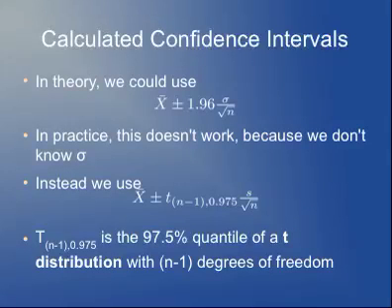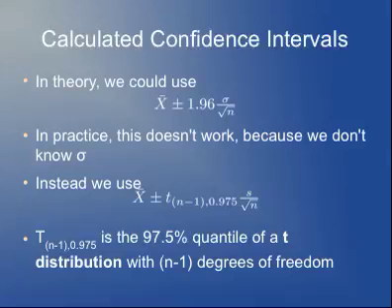And one note about the way these confidence intervals are calculated. In a perfect world, this interval, x bar plus or minus 1.96 sigma over the square root of n, would be a 95% confidence interval for the mean.